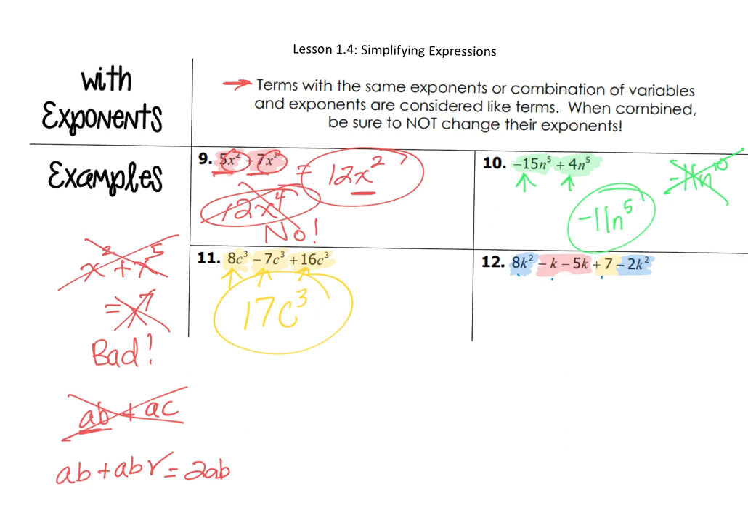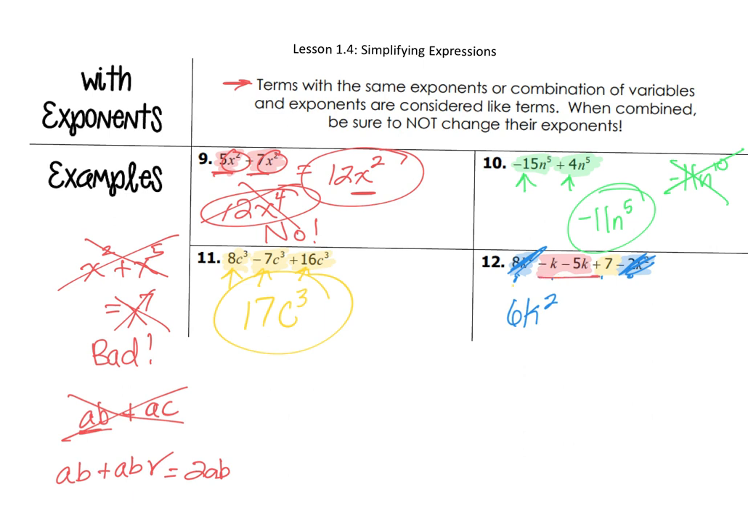Now can you see how I use 3 different colors here? We have 3 different colors. That means that in my answer, I'm going to have 3 different terms in my answer. I'm going to start with my k squareds. 8k squared minus 2k squared. 8 minus 2 is 6. It stays k squared. Okay, I can cross them off so I don't forget that I've already used them.